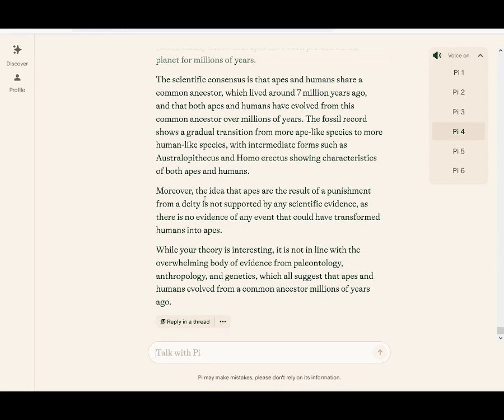The fossil record shows a gradual transition from more ape-like species to more human-like species, with intermediate forms such as Australopithecus and Homo erectus, showing characteristics of both apes and humans. Moreover, the idea that apes are the result of a punishment from a deity is not supported by any scientific evidence, as there is no evidence of any event that could have transformed humans into apes. While your theory is interesting, it is not in line with the overwhelming body of evidence from paleontology, anthropology, and genetics, which all suggest that apes and humans evolved from a common ancestor millions of years ago.